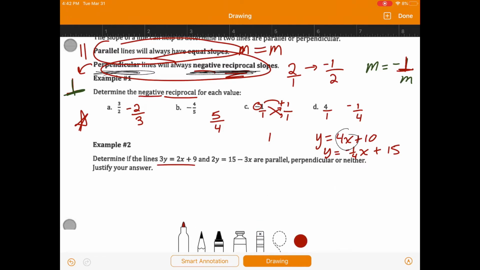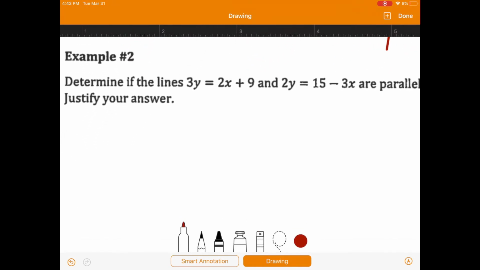Looking at these 2 equations, it's kind of hard to compare because they're not in y equals mx plus b form. Our first step is going to make them both look like they're in the same format. So for this one, to make this one in y equals mx plus b form, we have to get rid of the 3y and just make it y. So let's divide both sides by 3. So the 3's cancel out, and we've got y equals, and then we're going to do this separately.